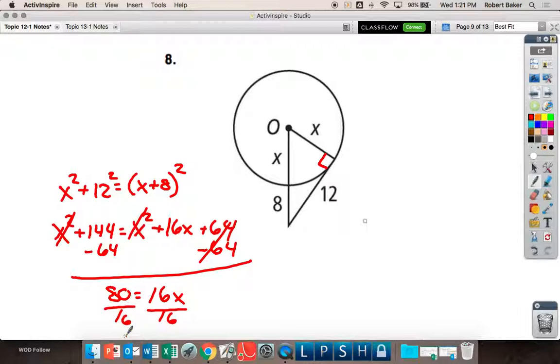X equals 5. So what is the radius now? 5. And then it goes back to that lazy teacher right triangle. That's a 5, 12, 13 common Pythagorean triple.